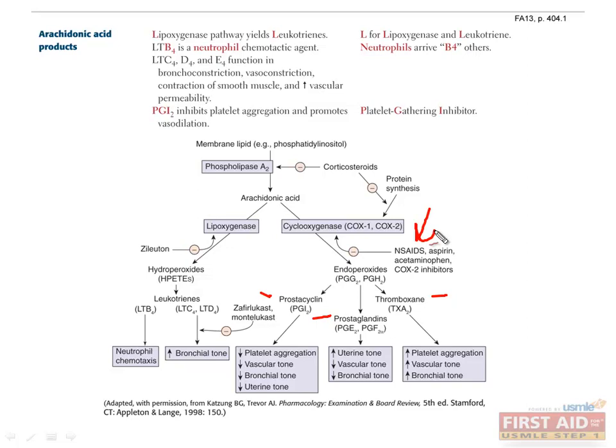Lastly, you'll want to know about corticosteroids. They also function to block arachidonic acid production by decreasing activity of PLA2, as well as protein synthesis that creates the enzymes COX-1 and COX-2. By doing so, steroids can also be potent anti-inflammatory drugs.